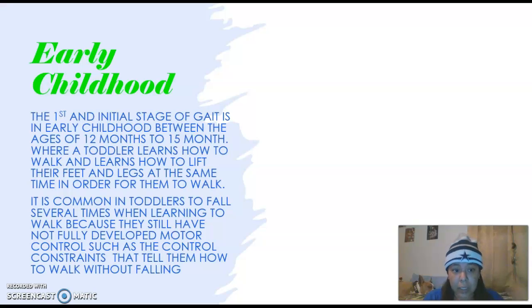So the first and initial stage of gait is in early childhood, and it's basically them learning how to lift their feet and their legs at the same time, moving their limbs at the same time in order for them to walk without falling. It is common in toddlers to fall several times when learning to walk because they still haven't fully developed their motor controls and their control constraints to tell them how to walk without falling.